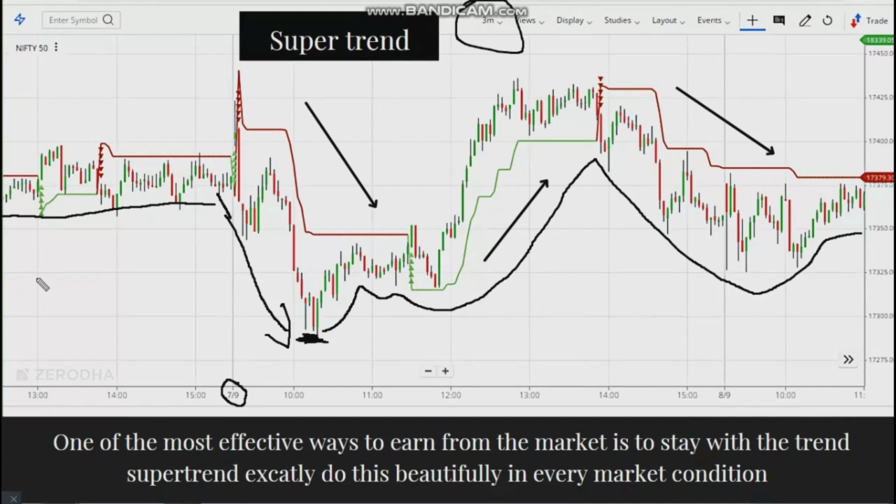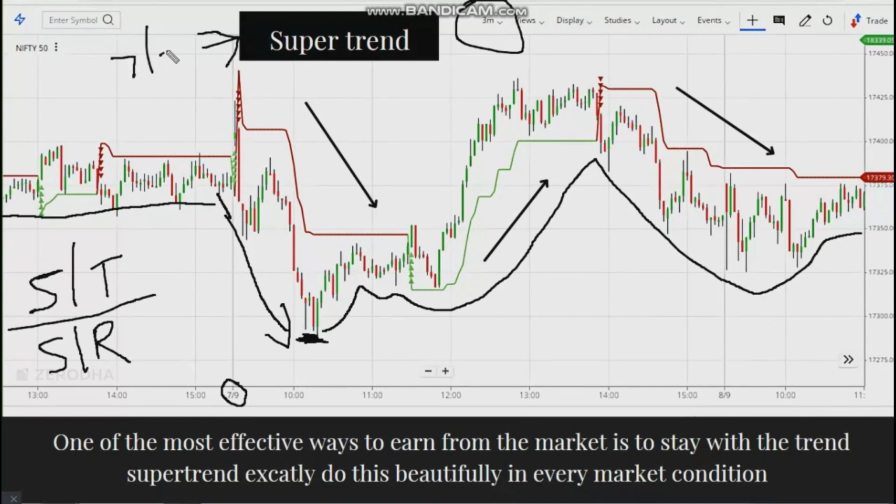If we use the Supertrend indicator, please listen to this carefully. It also takes direction from support and resistance, calculates and gives these lines to us. The setting here for Supertrend is the default 7 and 3. So these lines are actually behaving as support and resistance in the market.